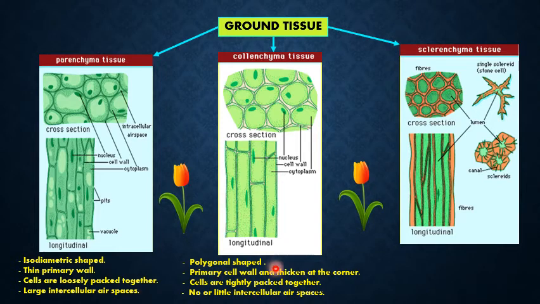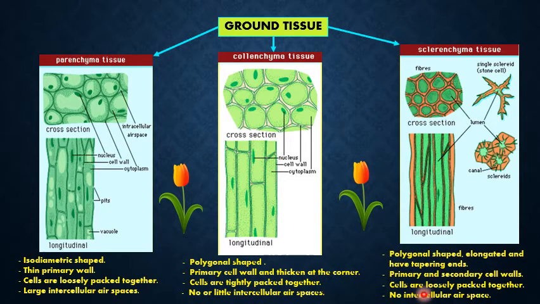The collenchymal cells are polygonal shaped. The cells have primary cell wall and thicken at the corner. The cells are tightly packed together, and there is no or little intercellular air spaces between the cells. The sclerenchymal cells are polygonal-shaped, elongated, and have tapering ends. The cells have primary and secondary cell walls. The cells are tightly packed together, and there is no intercellular air space between the cells.